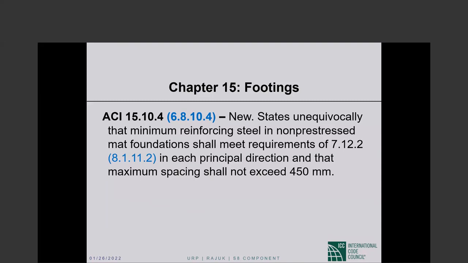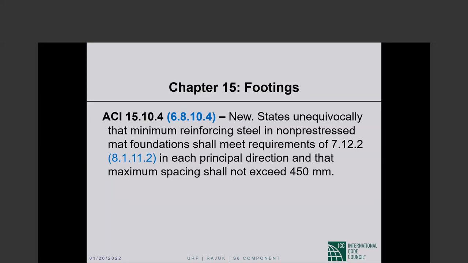Mat foundations are typically thick. 0.18% of gross is quite a bit of reinforcement. And so there were questions, is it needed, whatever. So now it is unequivocal. In each direction, you need 0.18% of gross. That is the minimum reinforcement in a mat foundation. 0.18% of gross section in each direction.